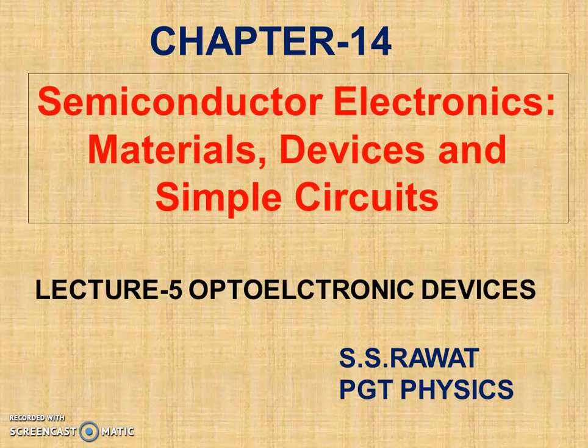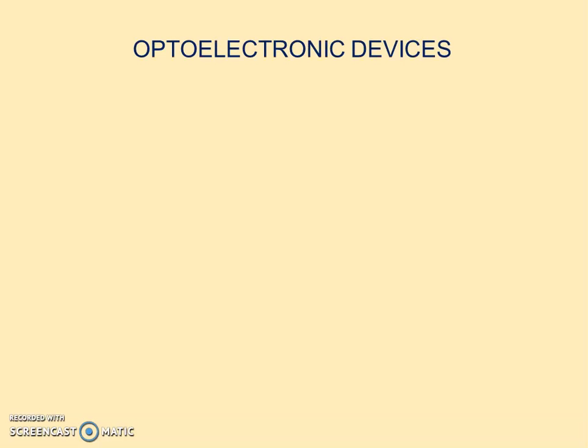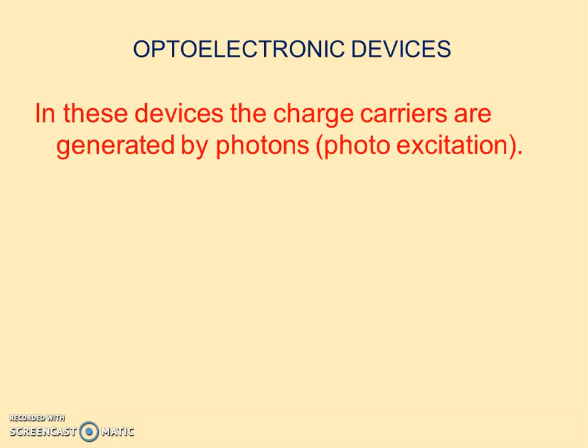Opto means related to the light, and electronic devices. So these devices are related to the light. Now there are three types of optoelectronic devices as per the syllabus of class 12 physics.